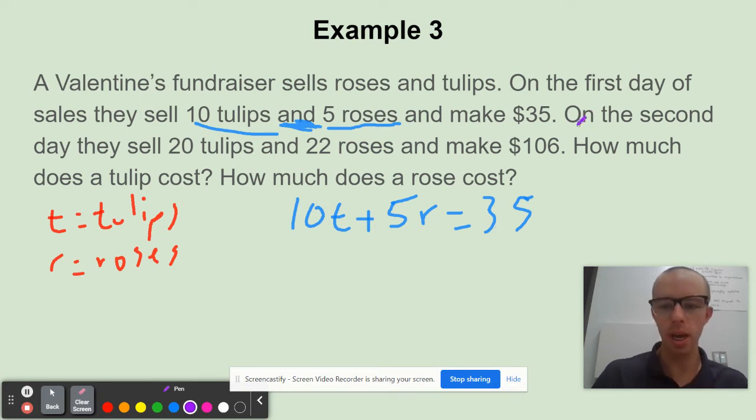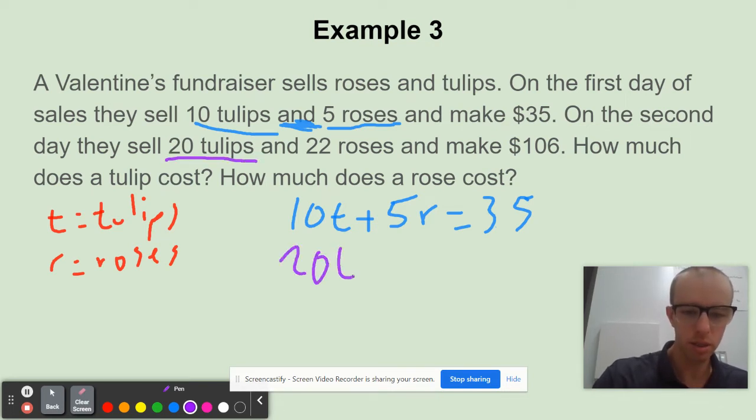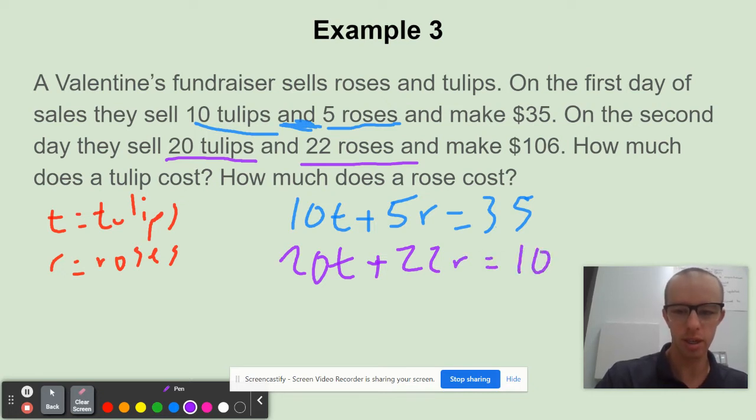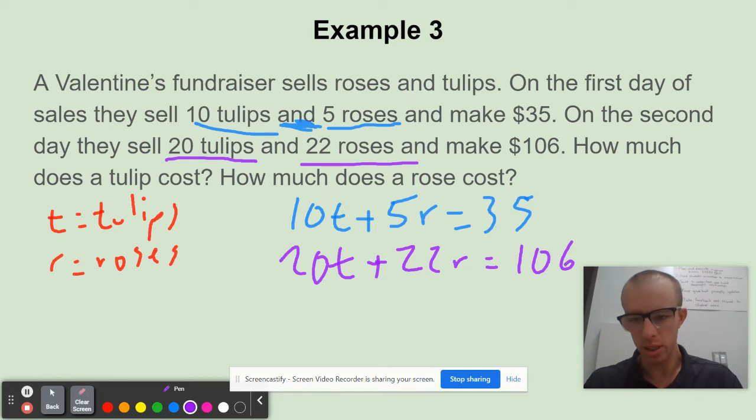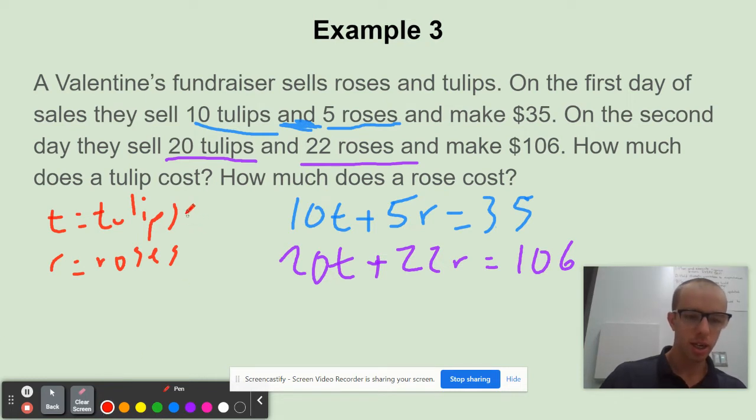We can do the same kind of setup with the second equation. On the second day, they sell 20 tulips and 22 roses, and that makes $106. And so now I have my two equations. All right, and we know we're probably going to use Desmos to solve this. And so I can say that tulips is equal to X and roses is equal to Y.